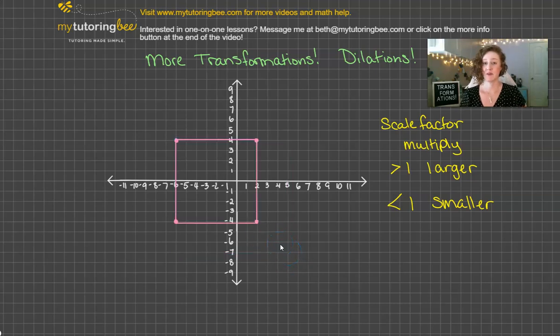Now, typically with scale factors, you are given a point with which to base your scale factoring around. In the examples that we're going to be doing today, we're going to base it around the origin, or 0, 0. That's the origin right here in the middle. So everything would either shrink or grow larger centered around that point. And we'll actually get into some examples to show you how this works.